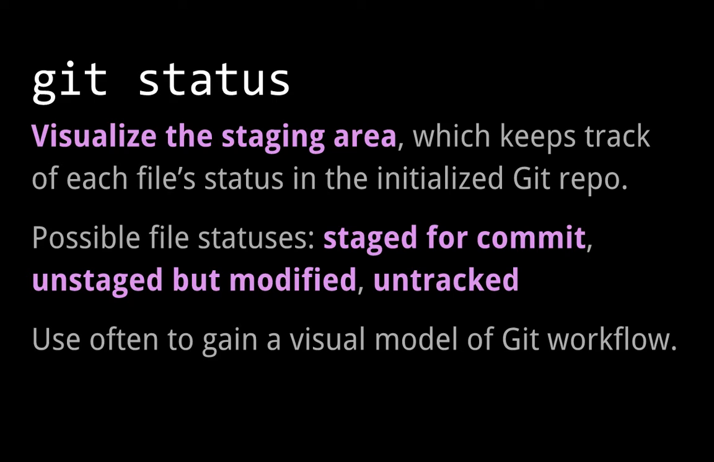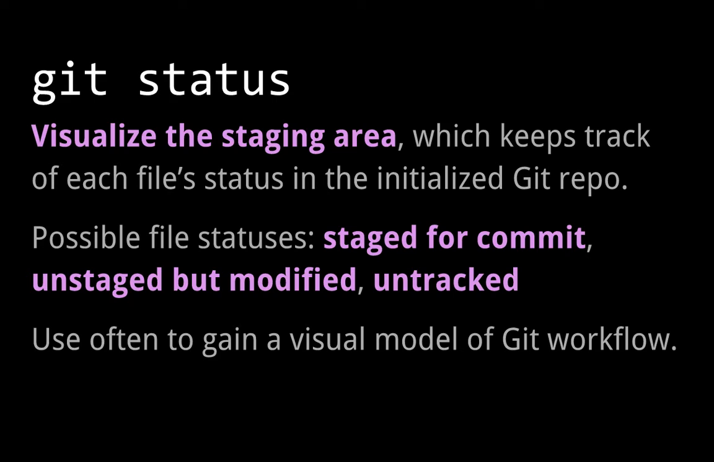Statuses include staged for commit, which means that this file was marked by the coder to be put in the next save point, or version of the codebase. Unstaged but modified, which means that this file was recently edited, and thus Git suggests that it should be staged for commit in the near future.